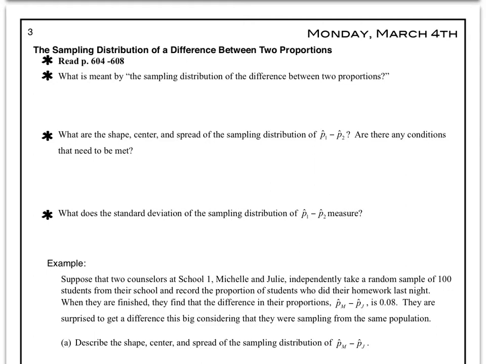Chapter 10 is all about comparing two groups. So whether that means comparing two populations or comparing two different treatment groups from an experiment, either way it's about comparing two groups. Okay?